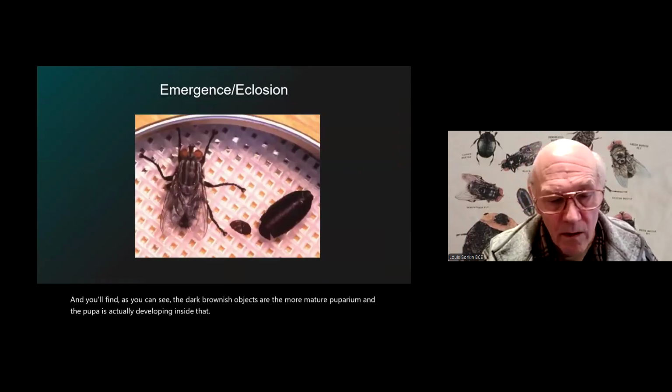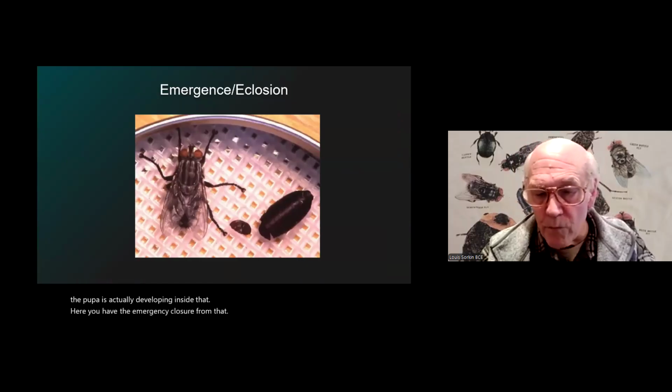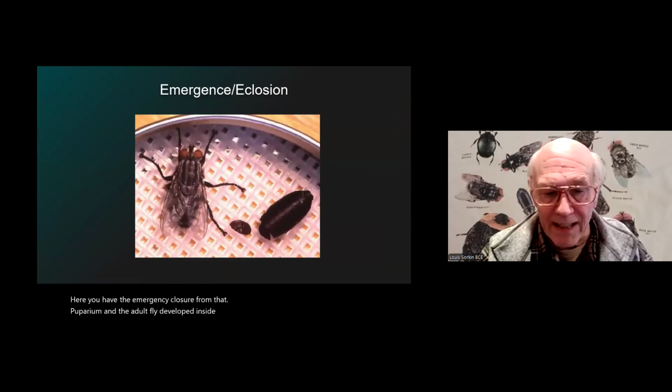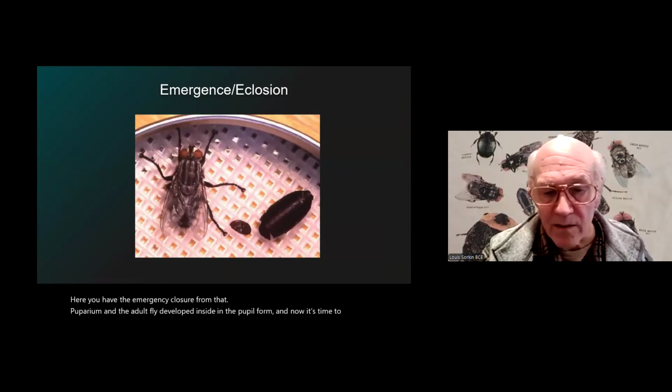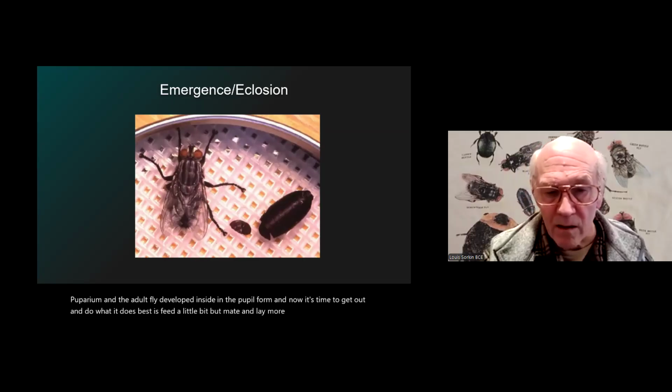Here you have the emergence, eclosion, from that puparium, and the adult fly developed inside in the pupal form, and now it's time to get out and do what it does best, which is feed a little bit, but mate and lay more eggs or deposit larvae. This is a sarcophagid right here.